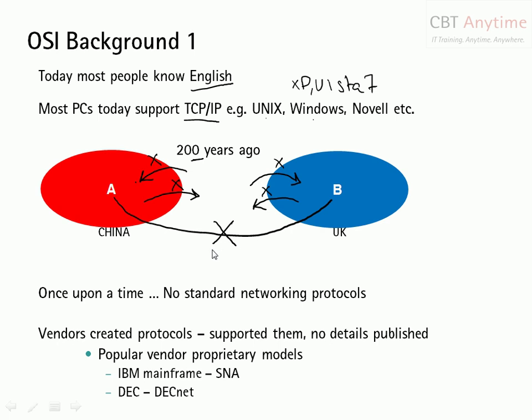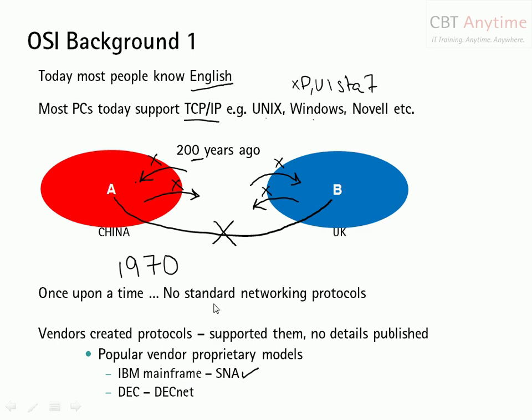That's the same thing that happened in the networking world as well. In the 1970s, you had no networking protocols. You had vendors like IBM. They created their own protocol known as Systems Network Architecture, SNA. That was their architecture for the mainframes. But no one knew how SNA worked except for IBM, except for IBM PCs, except for IBM mainframes.